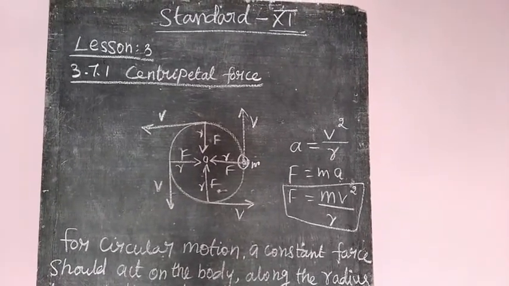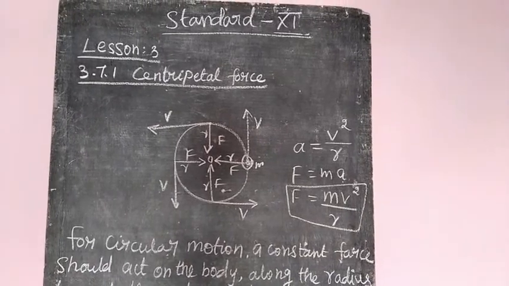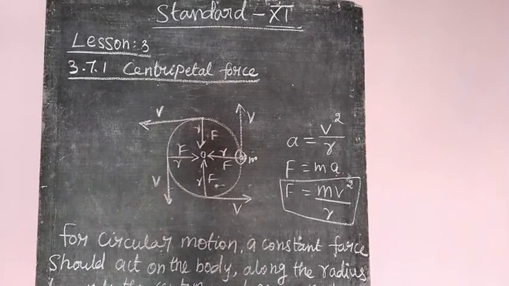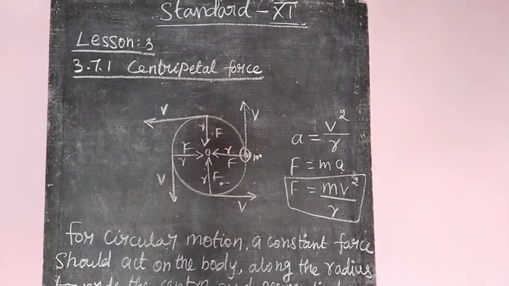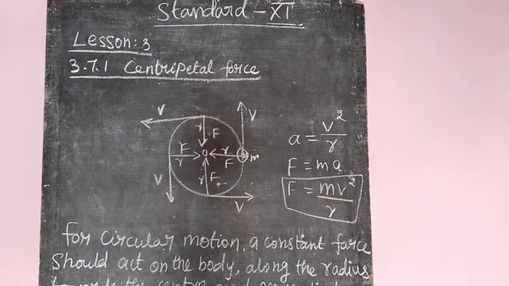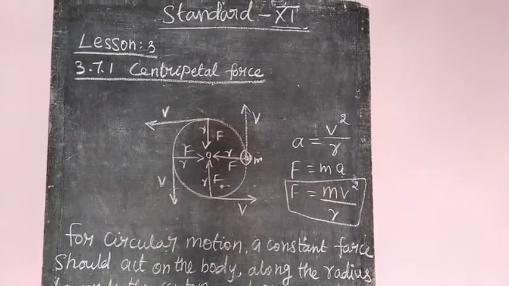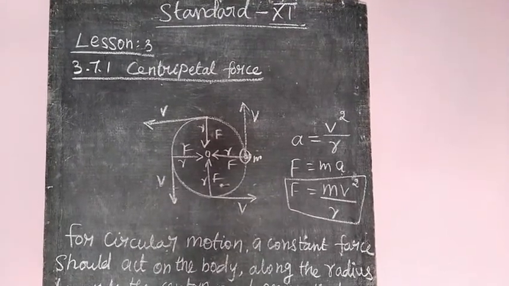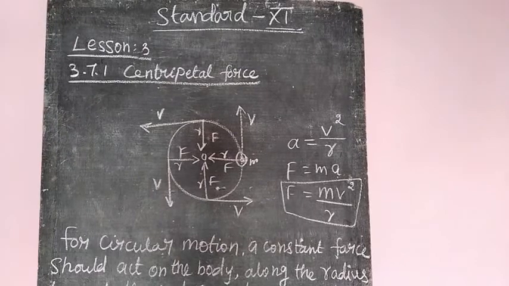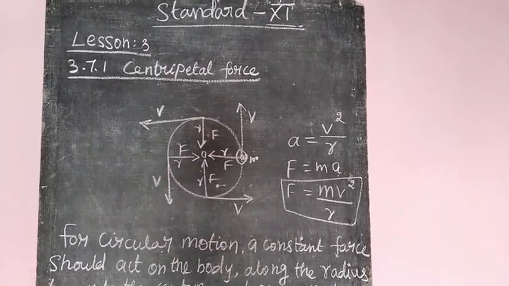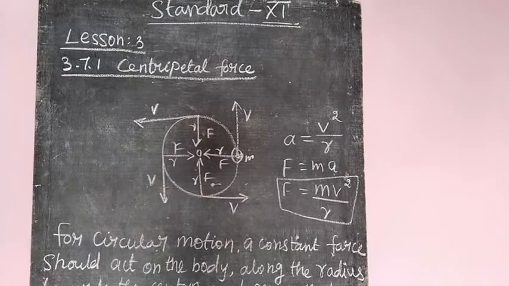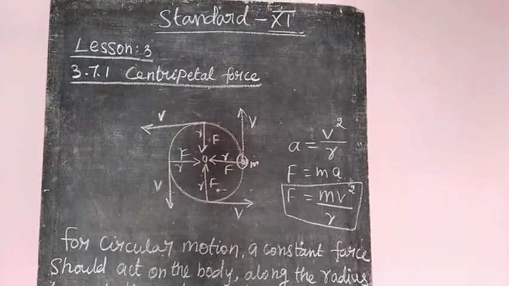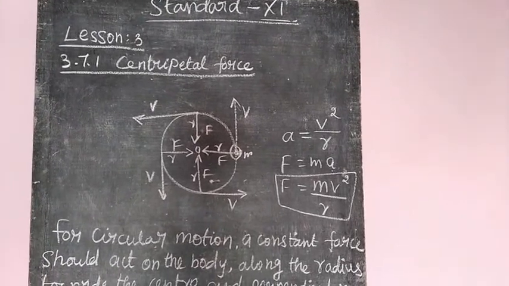I already taught in lesson 2 about uniform circular motion and non-uniform circular motion. When a body moves in a circular path with constant speed, that is, the magnitude of velocity is constant, it is called uniform circular motion. Example: the earth revolving around the sun. When a body moves in a circular path and the speed is not constant, it is called non-uniform circular motion.